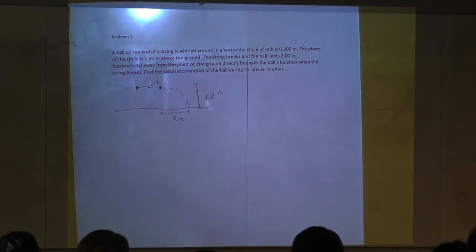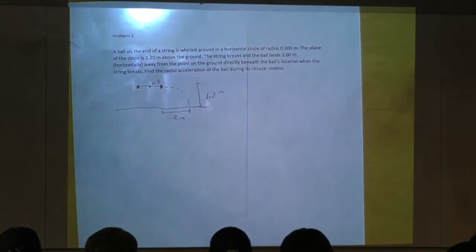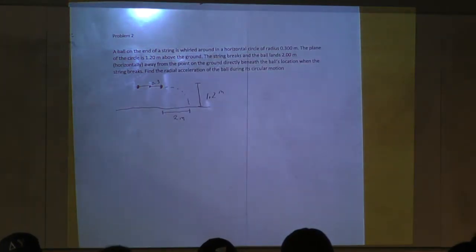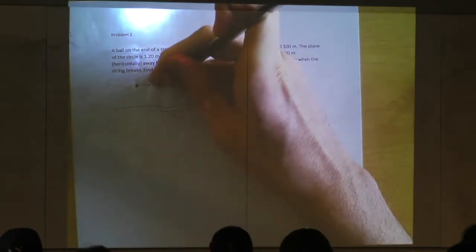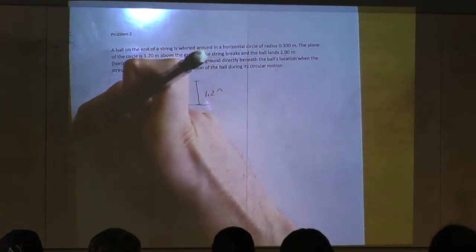Okay. So if we know the distance it fell, and we know acceleration due to gravity, and we know that there was no velocity in the y direction initially, then we can find how long it took the ball to fall from up here down to the bottom. And then if we use our time, then we can find its horizontal velocity, and then we can work back to its velocity when it was here. And we can find radial acceleration.